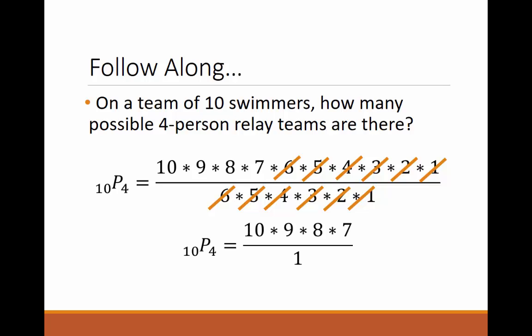So a lot of the terms are going to disappear when dealing with permutations. The only thing that we really need to multiply together is 10 times 9 times 8 times 7. So we see that there are going to be 5,040 different 4-person relay teams from the group of 10 swimmers.